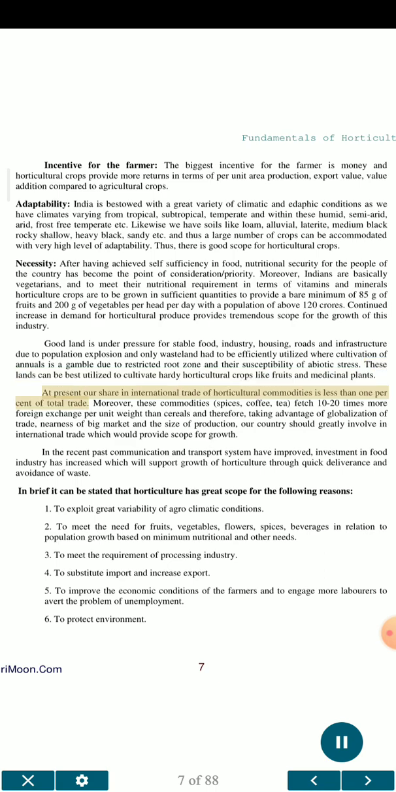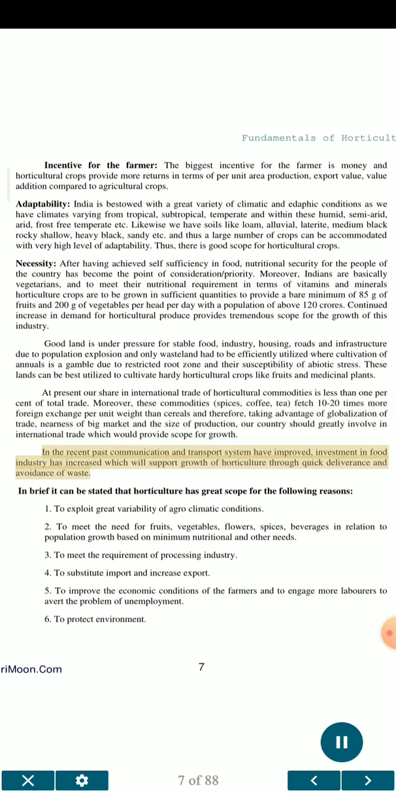At present, our share in international trade of horticultural commodities is less than 1% of total trade. Moreover, these commodities, spices, coffee, tea, fetch 10 to 20 times more foreign exchange per unit weight than cereals and therefore, taking advantage of globalization of trade, nearness of big market and the size of production, our country should greatly involve in international trade which would provide scope for growth.